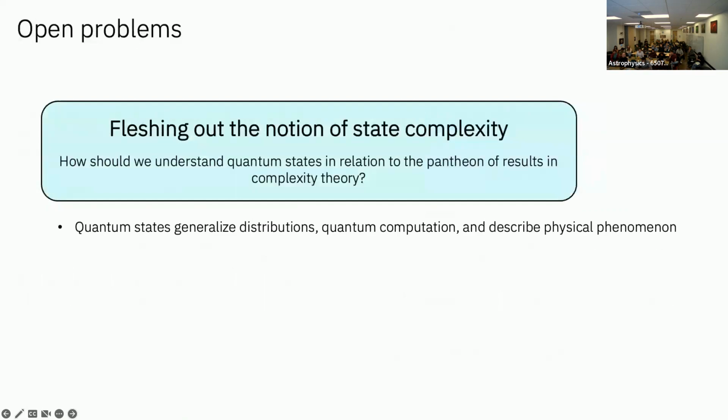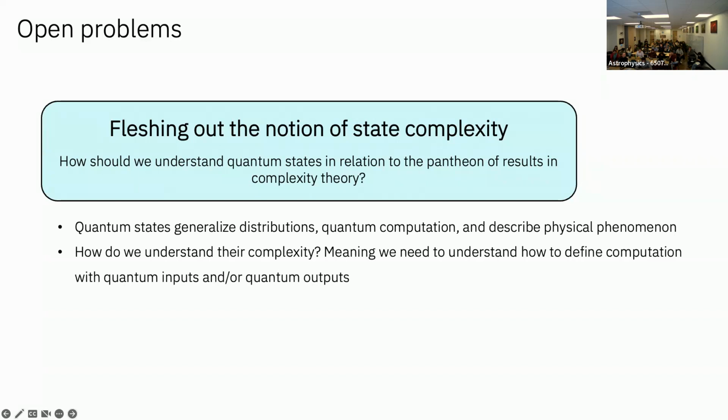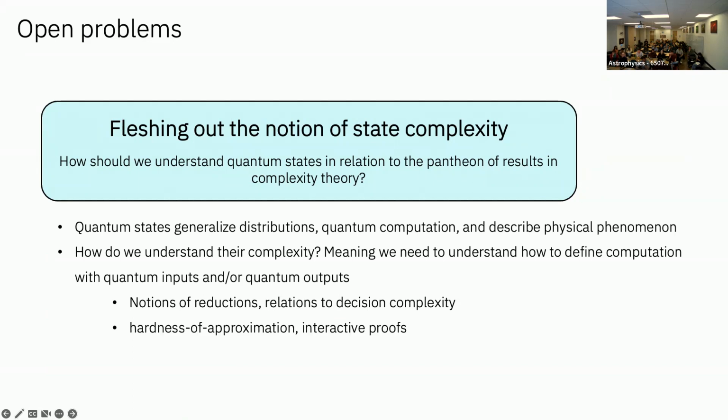But let me just say that the real big open question, I think, is that we should really flesh out this notion of state complexity. We have started to understand these definitions of state BQP, state QMA, but a lot of the magic in classical complexity theory that was so powerful in explaining our understanding of computation was notions like reductions, hardness of approximation, interaction. And we don't know what those behave like in the quantum state setting. I'm not making any guarantees, but I would believe that if you were able to understand these notions, it would give us a better understanding of state complexity as a whole.